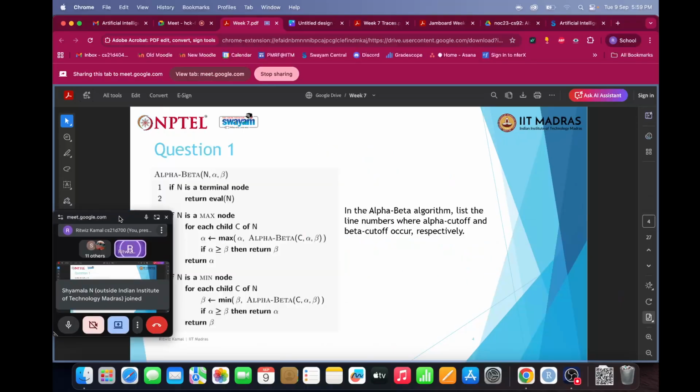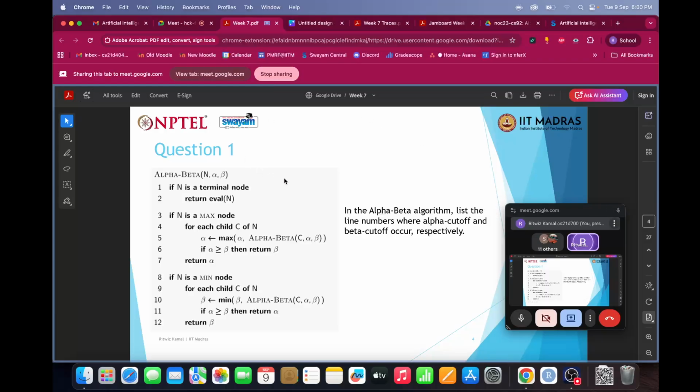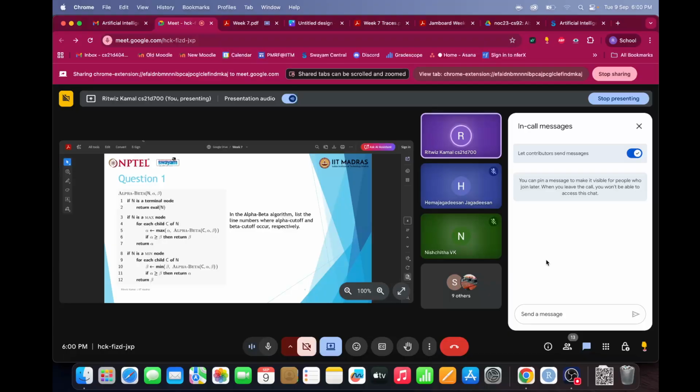Okay, so this is the first question in front of you. You have been given a pseudocode corresponding to the alpha-beta pruning algorithm, and each line of this pseudocode has a number associated with it. What you have to do is point out the line numbers where the alpha cutoff and the beta cutoff occur in this pseudocode. It's a pretty straightforward question. Please feel free to share your answers in the chat box.